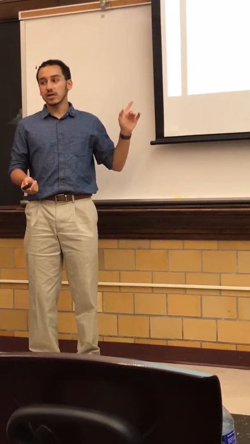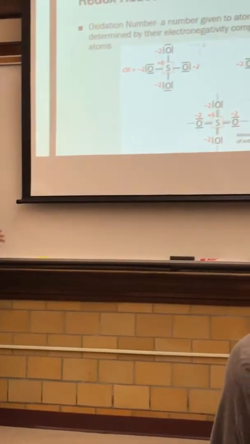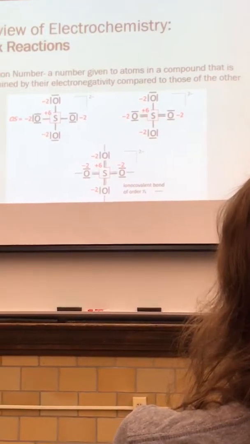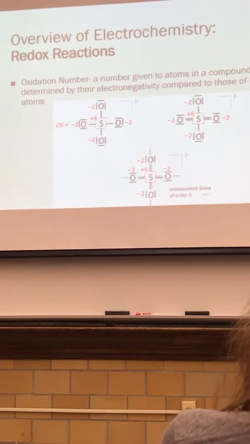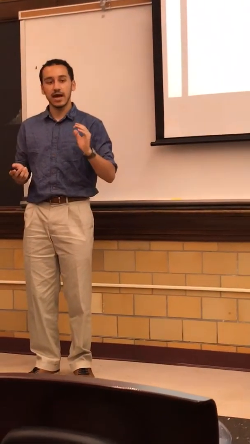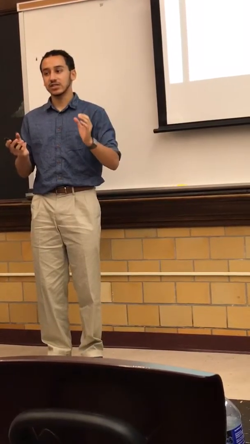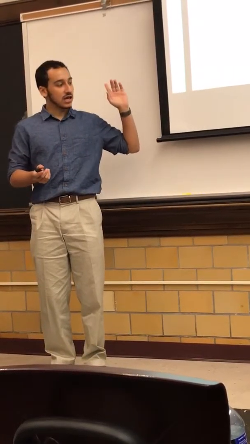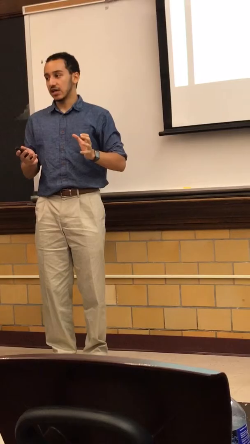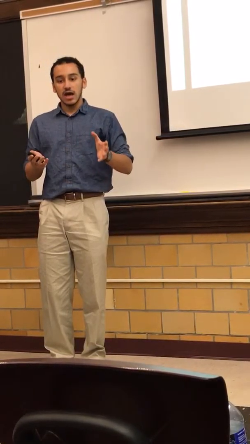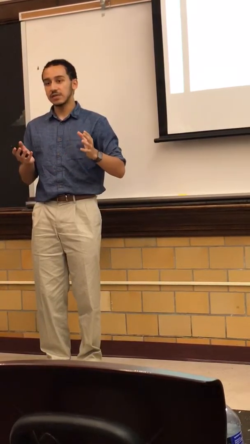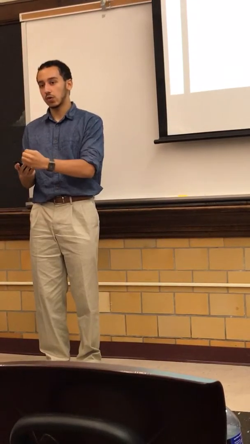The first thing that I want to talk about with electrochemistry is something called an oxidation number. So the oxidation number is a number given to the different atoms within a compound. You don't really see oxidation numbers within elements that are composed of all the same atom, because in that case all the oxidation numbers would be 0. And these numbers correlate to the electronegativity of the different atoms within the compound.